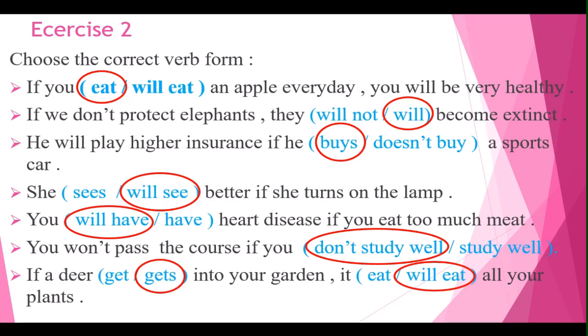She will see better if she turns on the lamp. She will see, because here we start with the main clause. You will have a heart disease if you eat too much meat. You won't, it means you will not pass or succeed the course if you don't study very well. If a deer gets into your garden, it will eat all your plants.